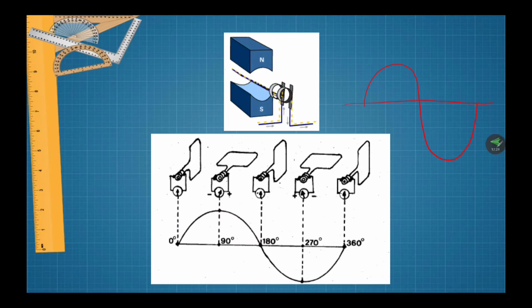This sinusoidal waveform for one pulse is from 0 degrees, and it moves to 90 degrees and moves again to 180 degrees and moves again to 270 degrees and moves again to the same position at 360 degrees.